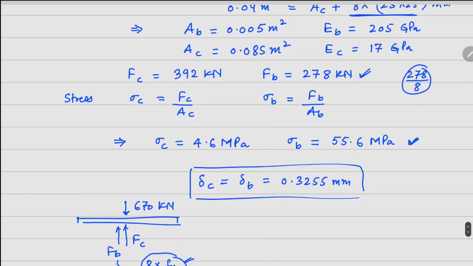And from the deformation perspective, all of these bars which are sitting right next to each other in this manner, all of these will be moving by the same amount, so delta is also going to be the same in all these individual bars.